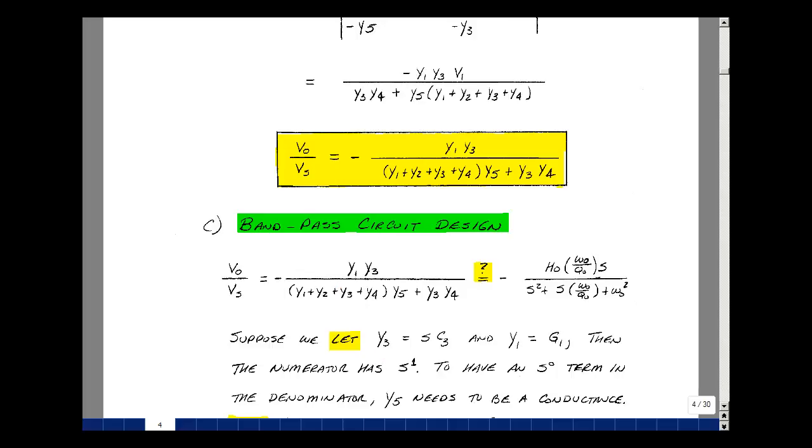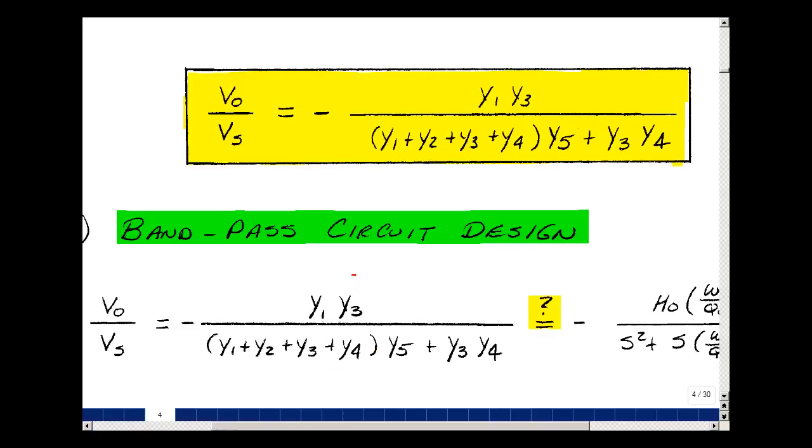Let me make this a little bit larger. I'm just going to do this right on the... So I'll pick this to be a capacitor, so that's the admittance of S C3. Now, to get a numerator with just S to the first power, this would have to just be a constant. So I'll pick this to be a resistor, R1, which the reciprocal will be G1.